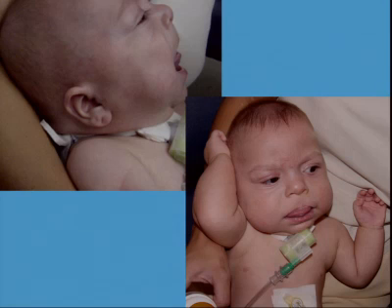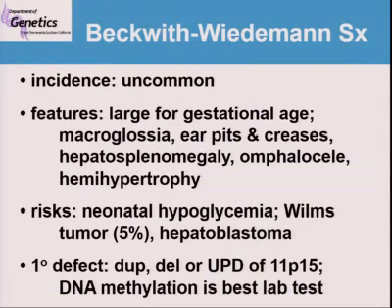He had such a large tongue that he required a tracheostomy to maintain a patent airway. And he also had some pits and creases on his earlobes. And he had transient hypoglycemia as a newborn, and he was a large baby. So he's got Beckwith-Wiedemann. And these are the features that we see in that.